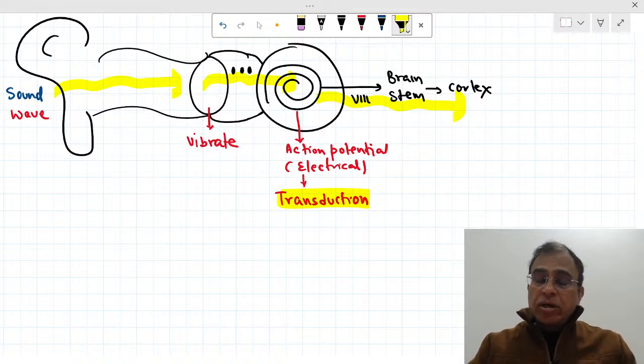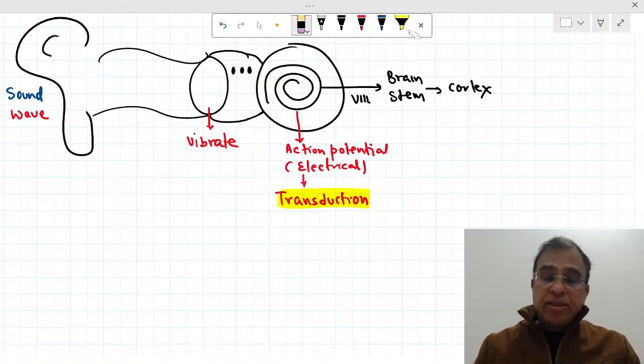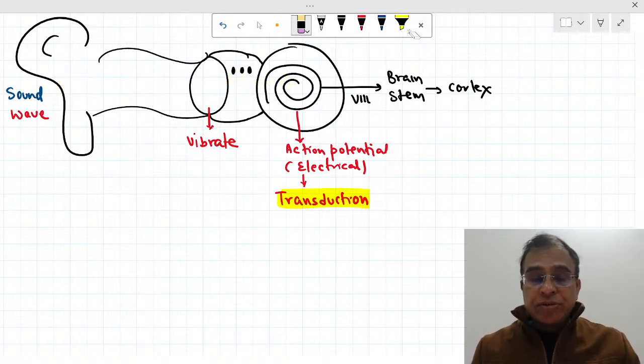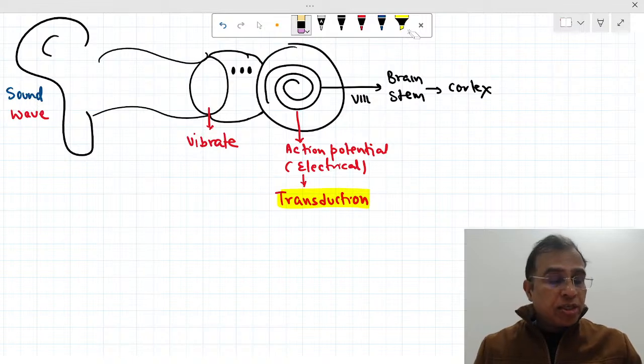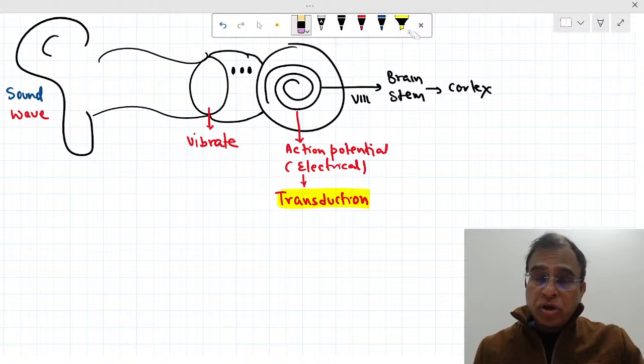So, in the entire auditory pathway, the most profound change happens in the cochlea, which is transduction. Without this change, you can't hear sound. Now, if I tell you that transduction is the most important function of the auditory pathway, and that it happens in the inner ear, the cochlea, isn't it?